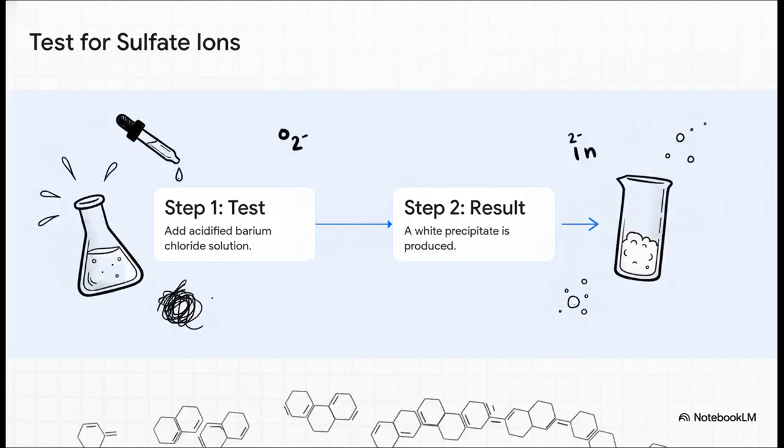So here it is, the perfect 3-mark answer. For the test, you'd say you add some barium chloride solution along with some hydrochloric acid. That acid is really important. It gets rid of anything else that might interfere. And for the result, you'll see a white precipitate form. That white solid is barium sulfate. And just so you know, the mark scheme says using barium nitrate and nitric acid would be fine too.